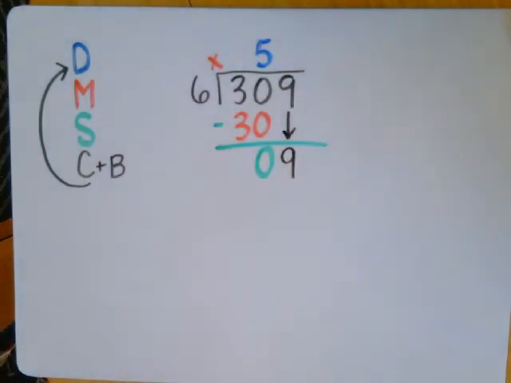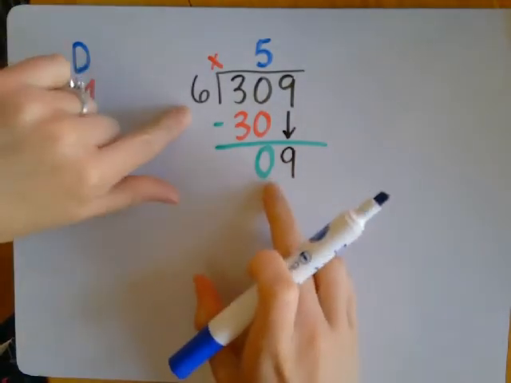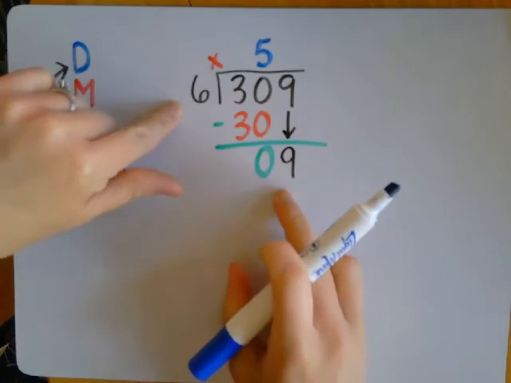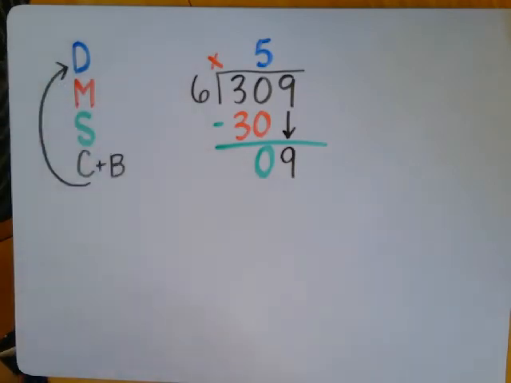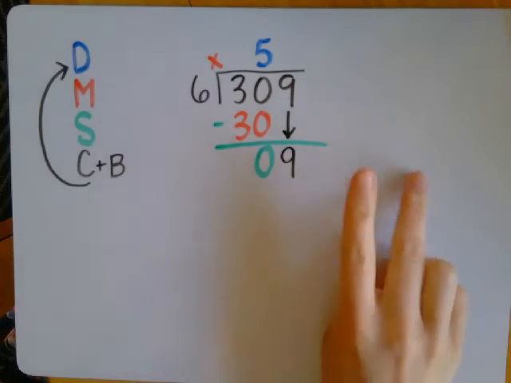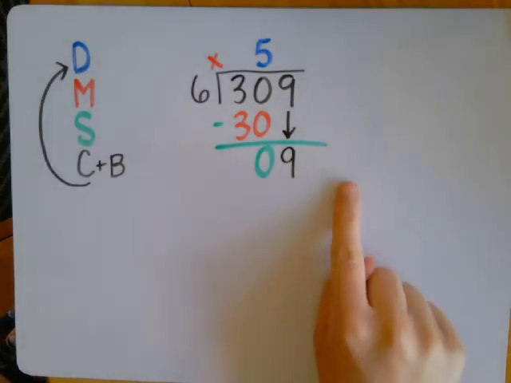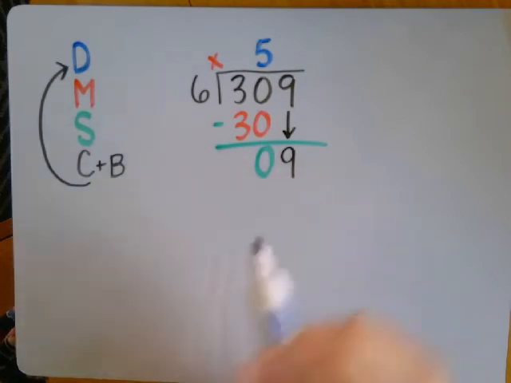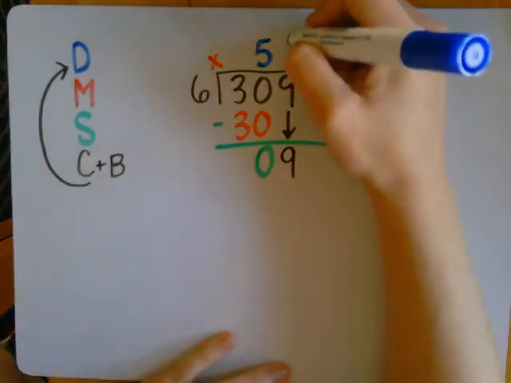And then I start over again. I need to divide. 9 divided by 6. How many groups of 6 can I make out of 9? Again, let's go back to counting by 6s. 6, 12. So 2 groups would be too many. So I need to go back to 1. I know I can make 1 equal group of 6 out of 9.